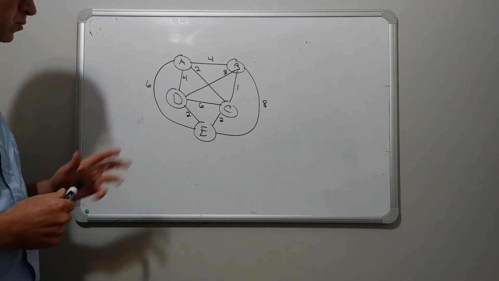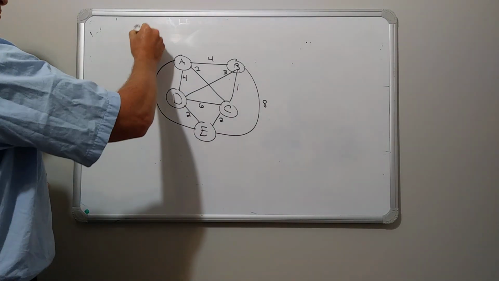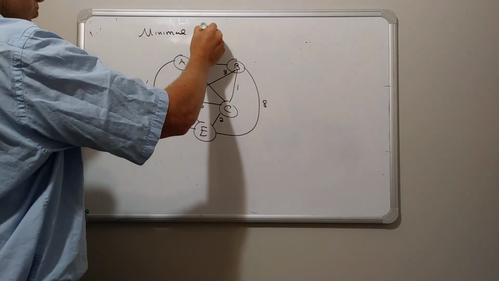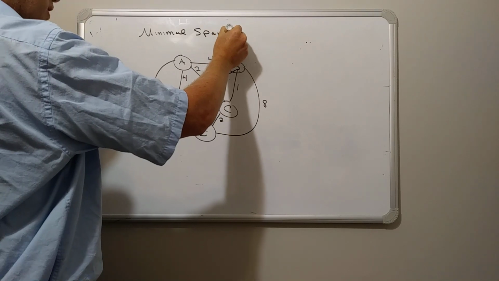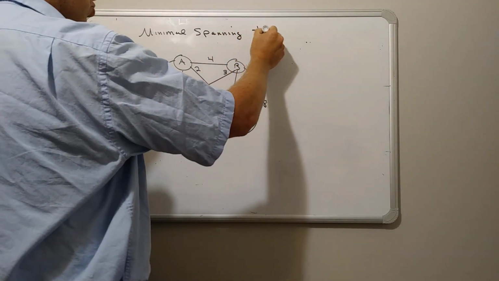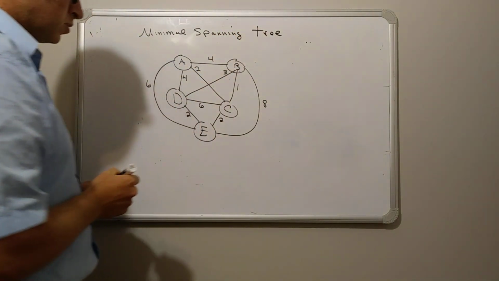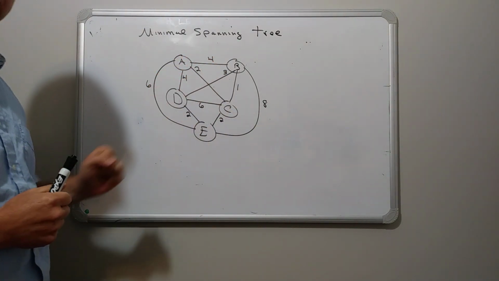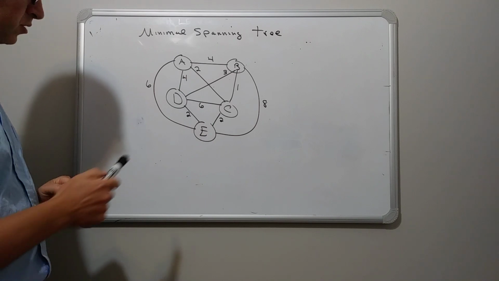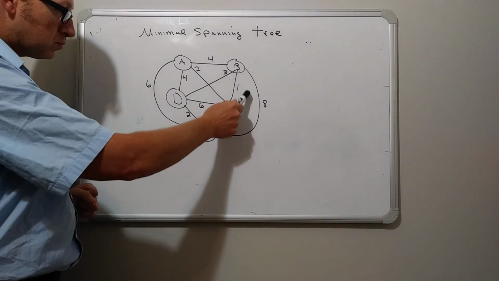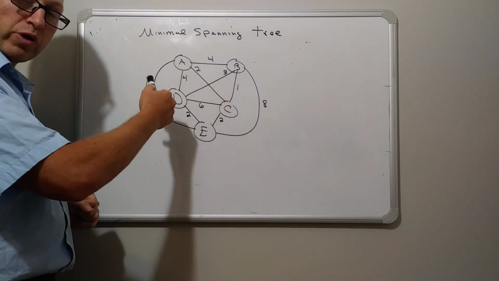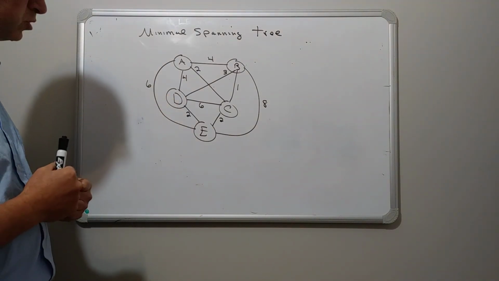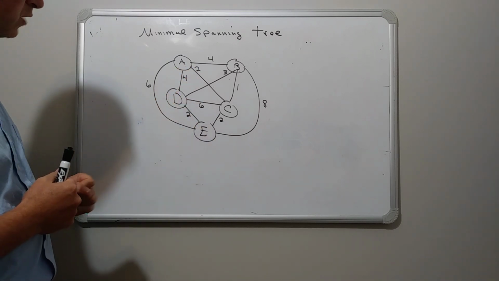Alright, so what we're trying to solve here is what's called the minimal spanning tree. Imagine that these are 5 cities, and each of these arcs in our graph, in our network, is a possible road you can build to connect the 5 cities together.